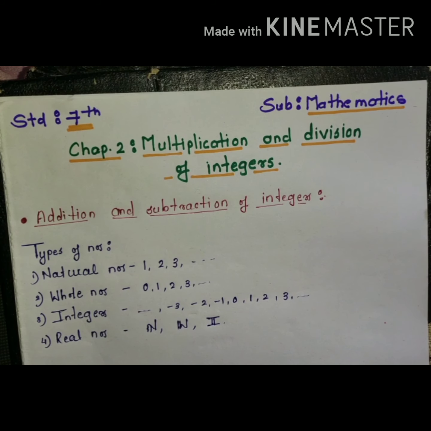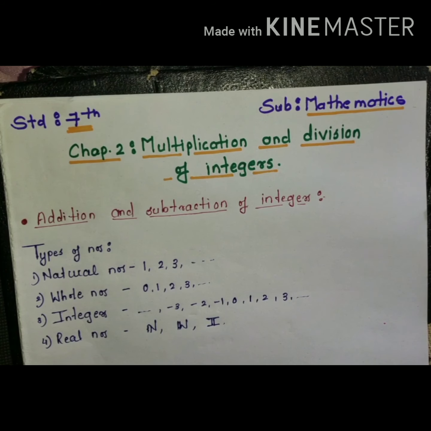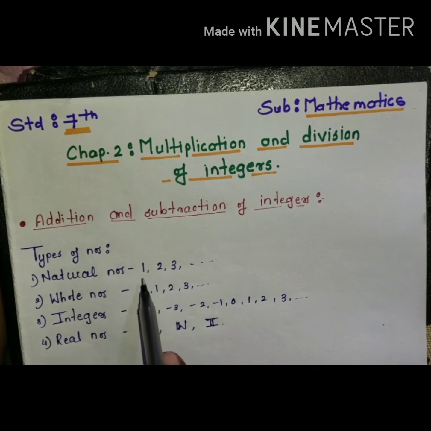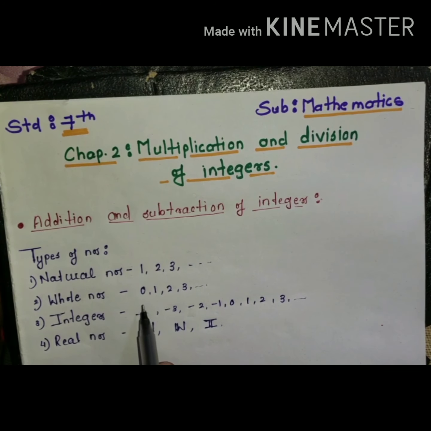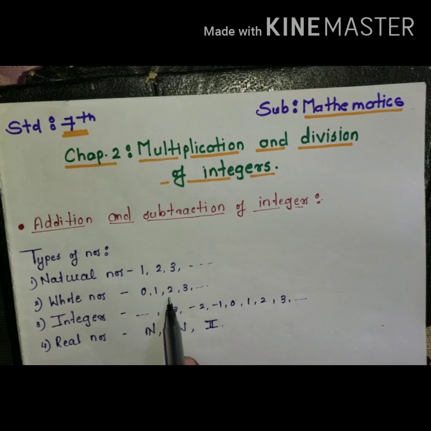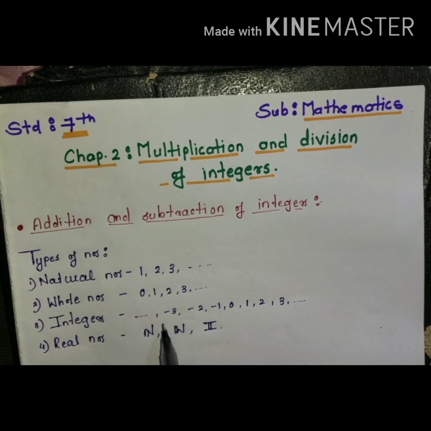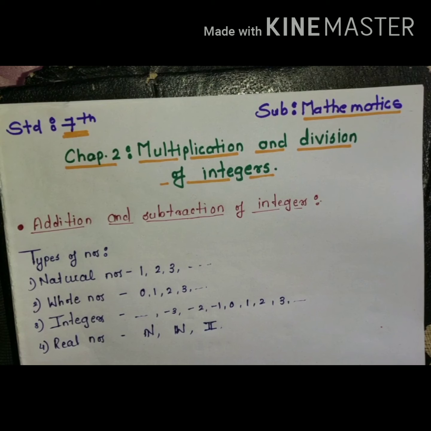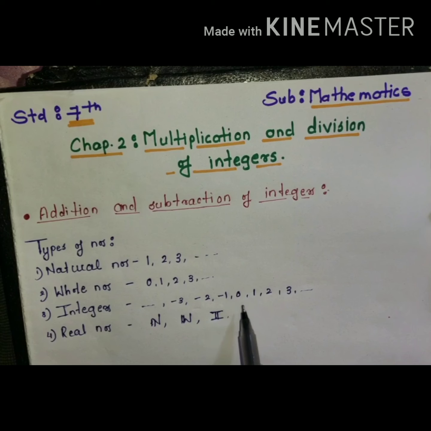Now there are different types of numbers. First is the natural number, which starts from 1 up to infinity. Then the whole number, which starts from 0, 1, 2 up to infinity. Then come the integers. What is meant by integers? All the positive and the negative numbers including 0.